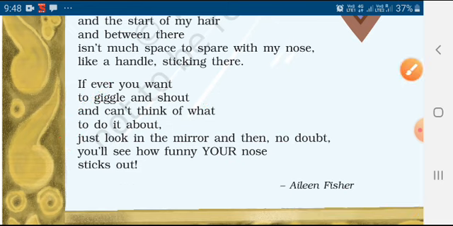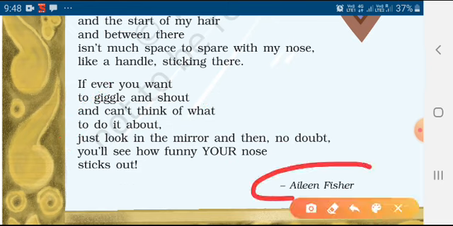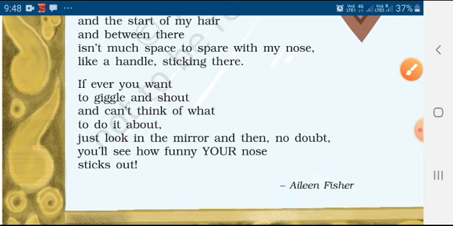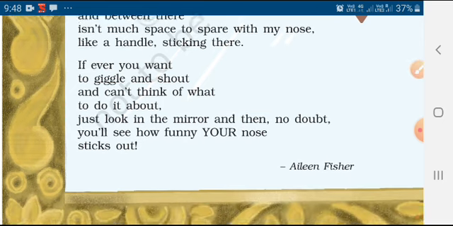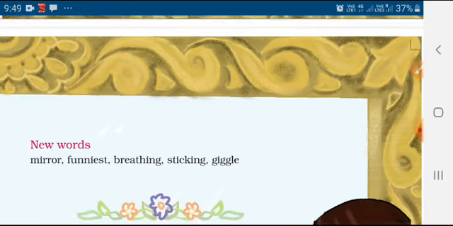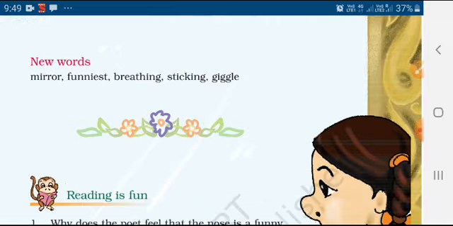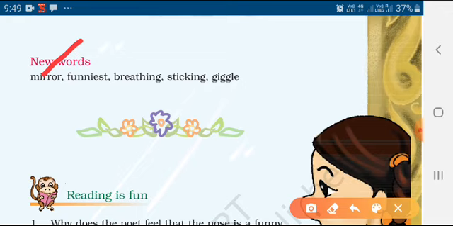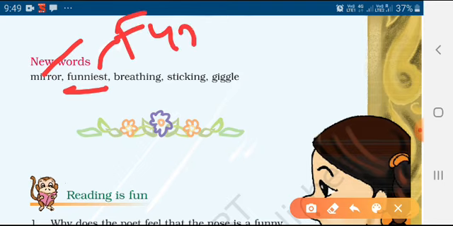The poem is written by Aileen Fisher, she is the writer. Okay, I think there is no difficult word. Now we are going to see some new words. The first new word is mirror. A mirror, it means that in which we see our face. Funniest, it means funny, very enjoyable, something very interesting.